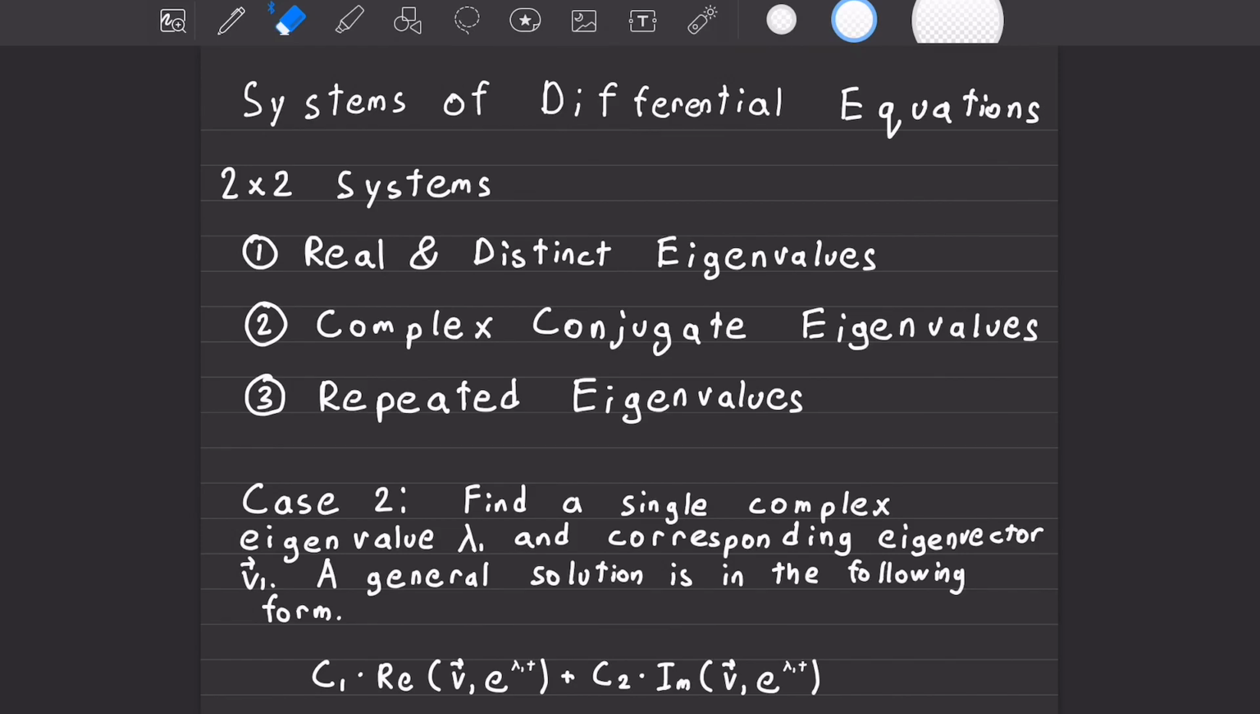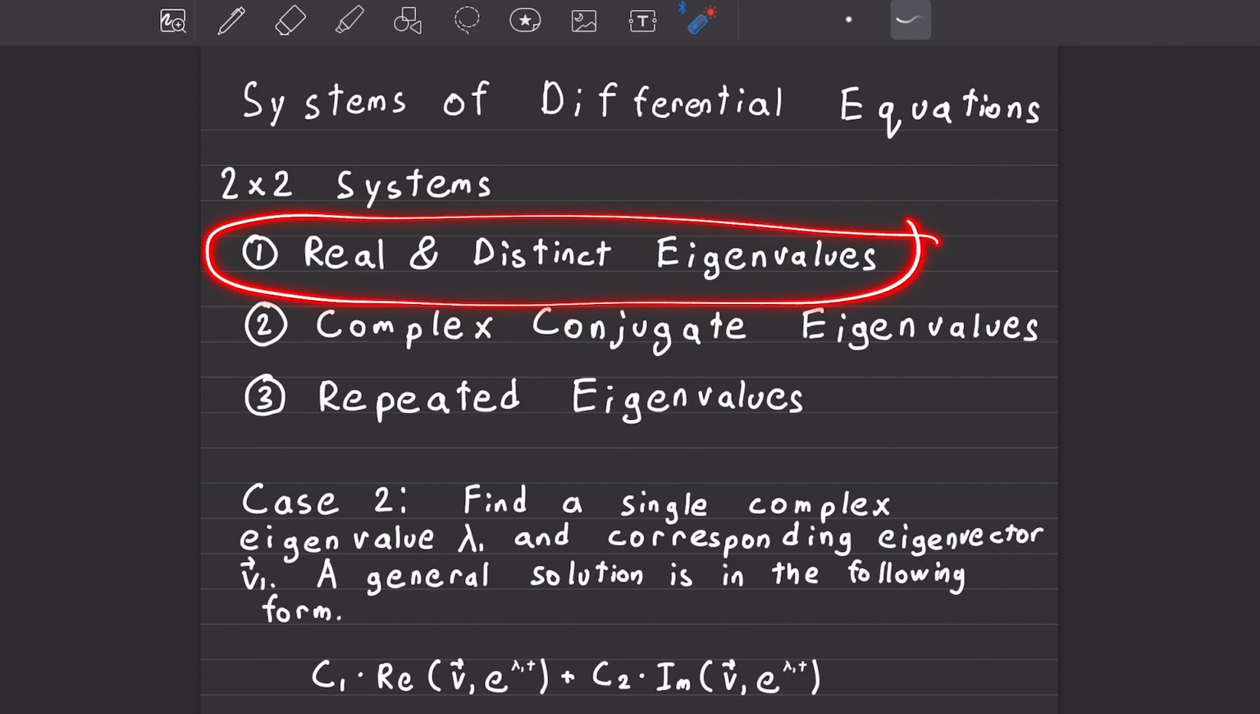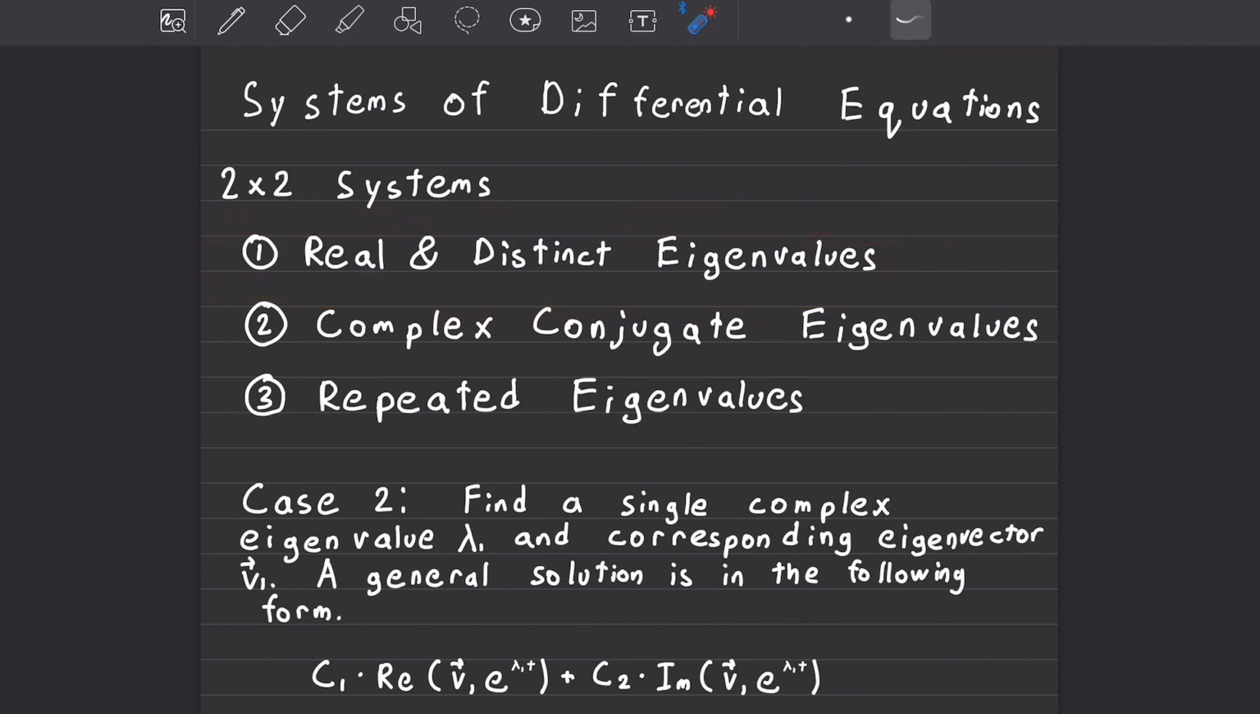Hello everyone and welcome back to another video on differential equations. In the last video we covered the first category, real and distinct eigenvalues. Today we're going to be looking at the second category, and that is when we have complex conjugate eigenvalues.